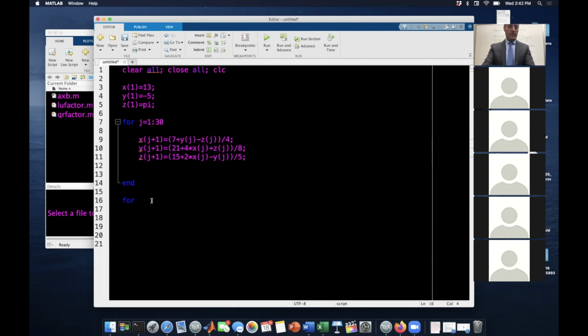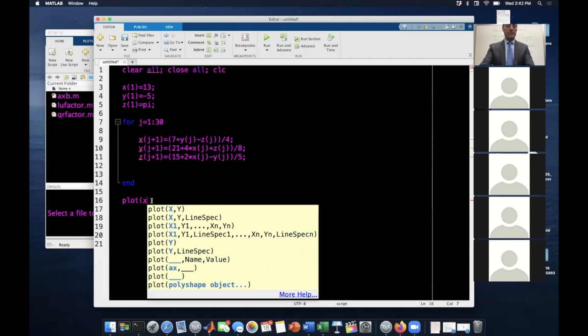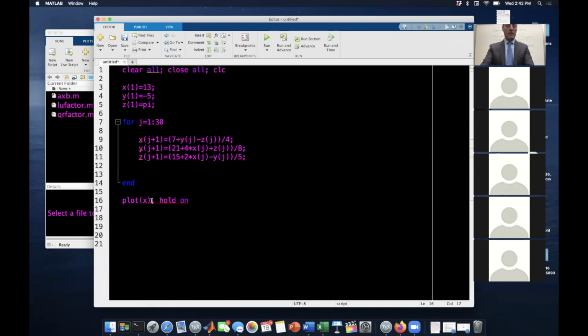I'm going to plot x. In fact, through this iteration, since I'm going to go 30 times, I'm going to end up with 31 values, right? So from 1 to 31, I will plot x. From 1 to 31, I'll plot y. From 1 to 31, I'll plot z. So they'd be in different colors. We'll see what happens with them. And let's just see what it plots on its normal thing.